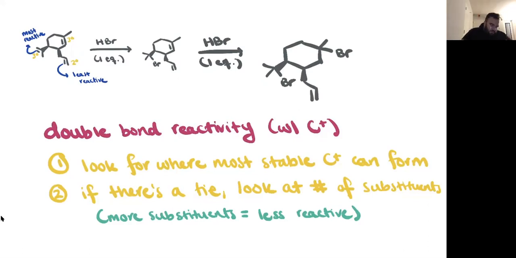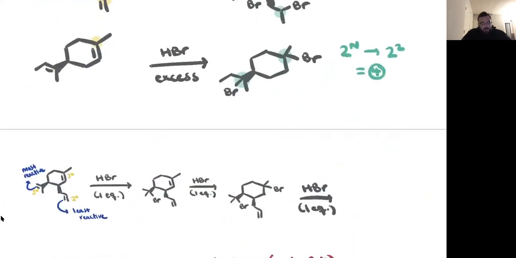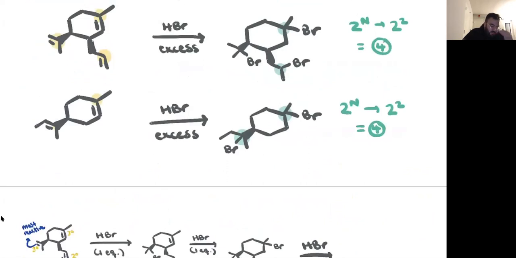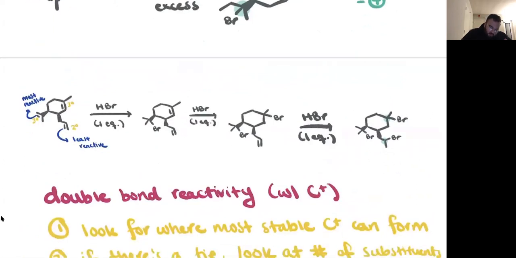And then if I were to take it all the way to the max, get one last equivalent of HBr. And the last one to react will be the one on the bottom. In fact, technically for that last one, you don't even have to write one equivalent because there's only one possible place to add. So then you would end up getting this final product. Cool. So this is why understanding double bond reactivity is super, super important.